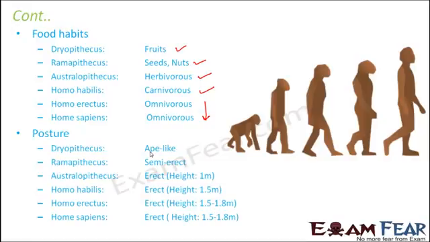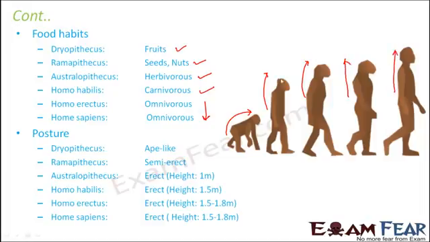The third thing we'll discuss is the posture. As I said, initially they were not erect. The more human they became, the more erect they became. So here in this picture you can very clearly see, here it is completely bent, here it is almost erect, here also it is erect but slightly bent, here it is completely erect, and here also it is completely erect.